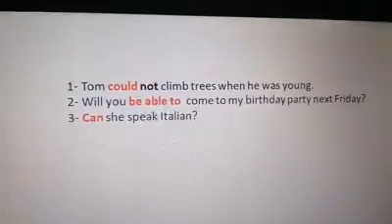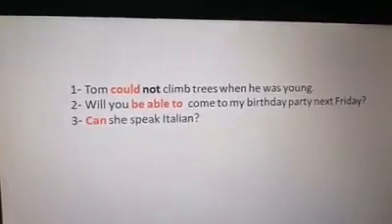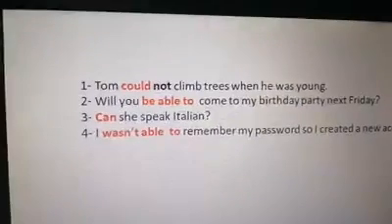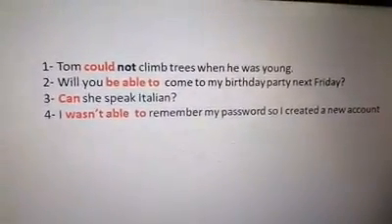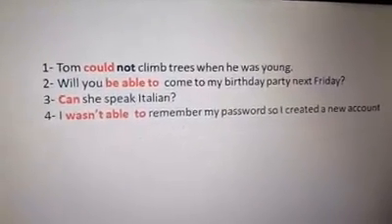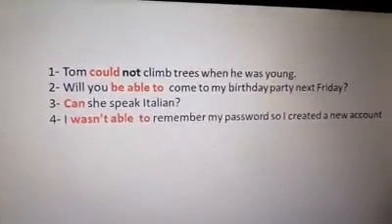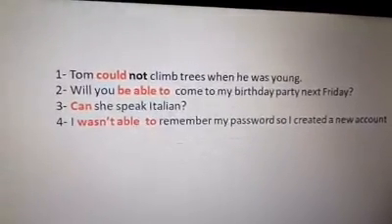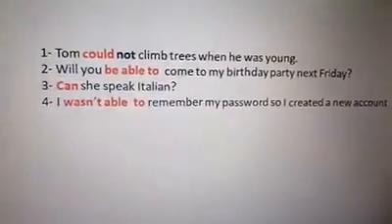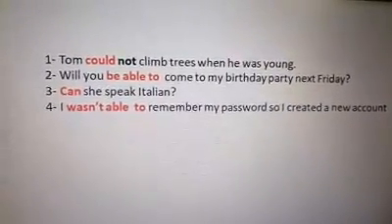Number 3: Can she speak Italian? Which means, is she able to speak Italian? And of course I'm talking about the present time. This is very, very important. Number 4: This is be able to in the past, and that's why we said we can use be able to in different forms of tenses. I'm using it here in the past. I wasn't able to remember my password, so I created a new account.